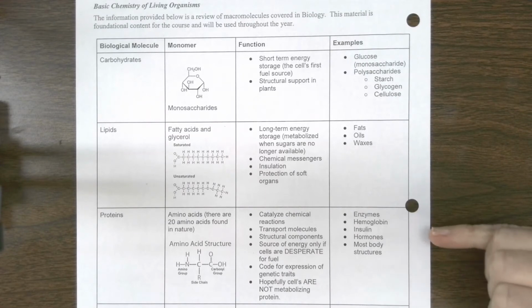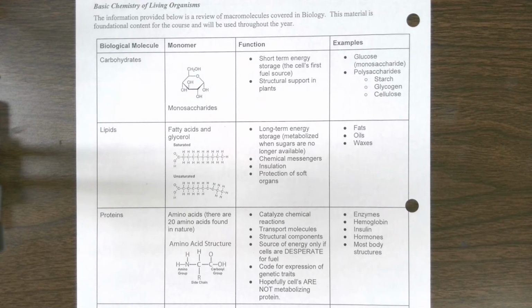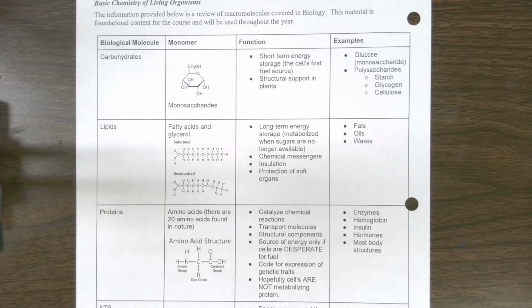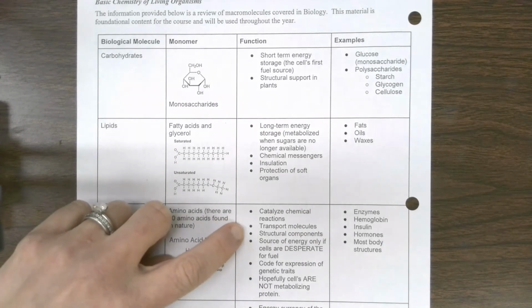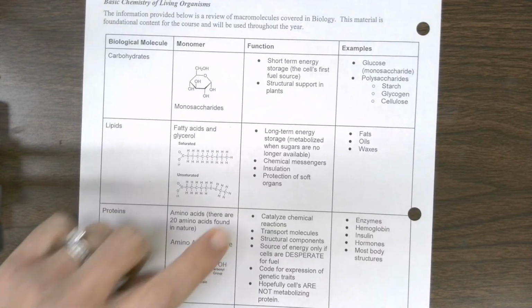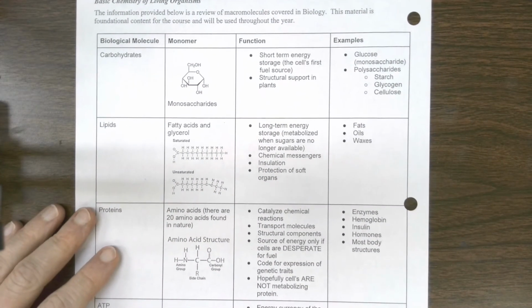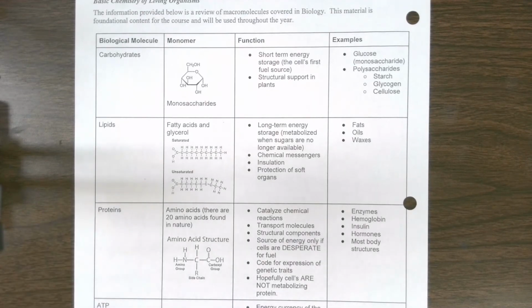Hemoglobin is a protein, insulin is a protein, hormones are proteins, and proteins build body structures, which is super important. Basically, if it's a structure in your body, it's got protein building that. Notice too that they transport molecules, and they code for the expression of genetic traits as other functions. But because our bodies are built of protein, we do not want to metabolize them.